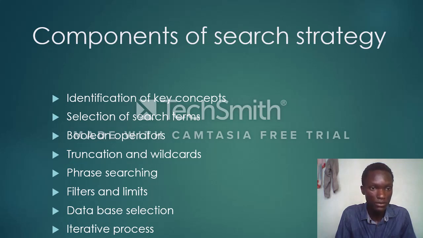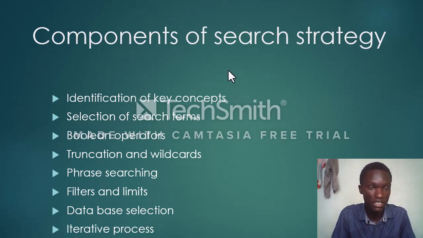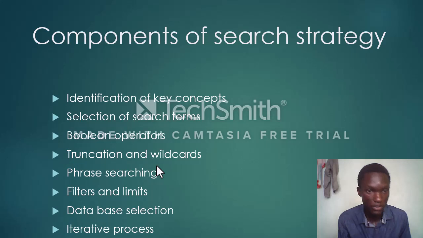Then we have truncation and wildcards. Truncation helps us to retrieve the endings of words. Then wildcards are the ones we use to address spelling variation, so spelling errors. So truncation helps us to retrieve, then wildcards help us to address spelling variations. So that is basically truncation and wildcards.